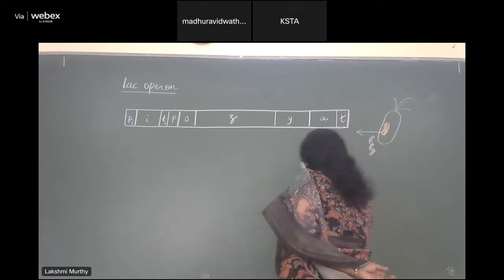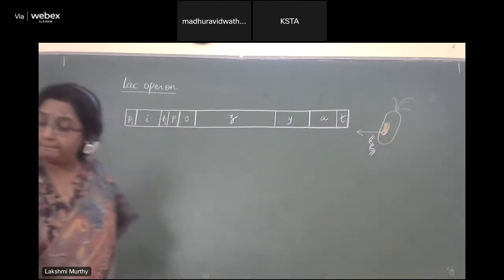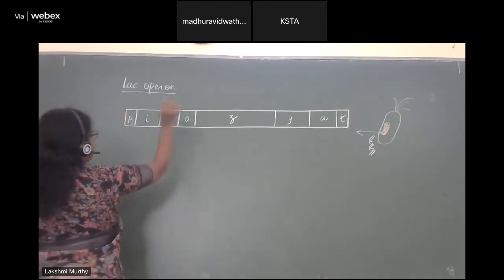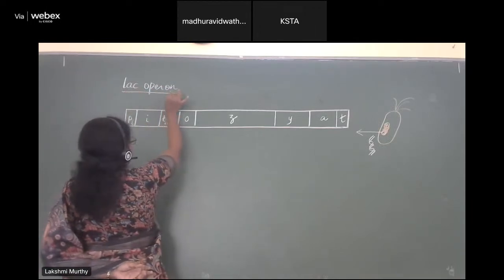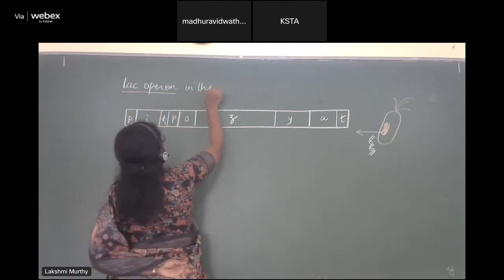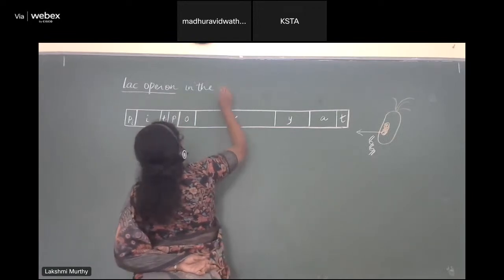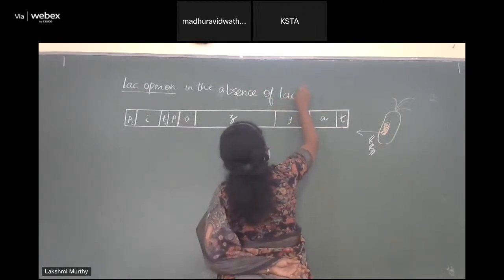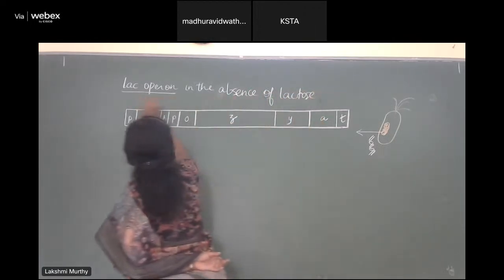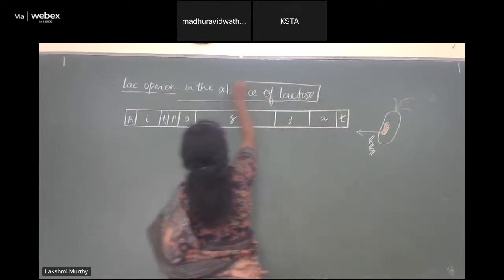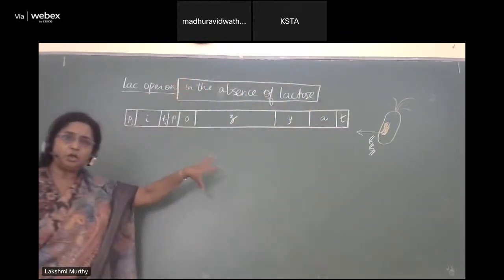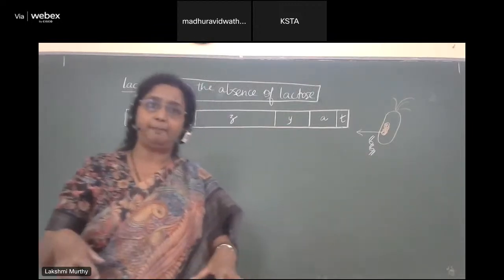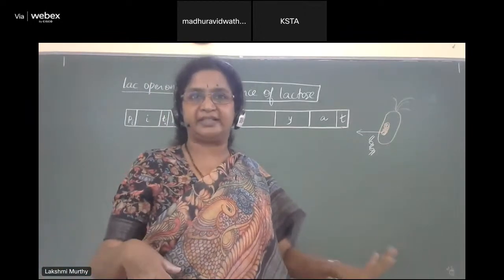is going to happen in the presence and absence of the substrate, that is going to be lactose. So first I will explain this lac operon in the absence of lactose, and then I'm going to go to the presence of lactose. So, E. coli, this particular cell, is presently growing in a nutrient medium which does not have lactose in it.